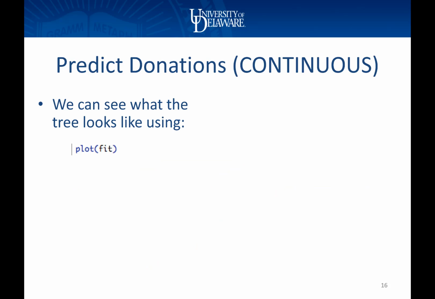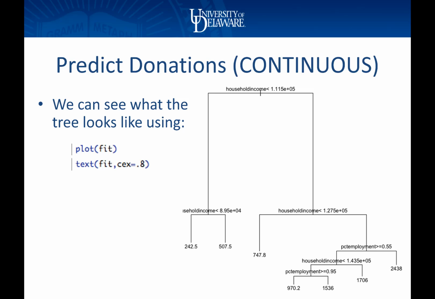We could print out the tree the same way we did before using the plot and the text functions. Plot is going to show the actual tree and text is going to fill in the decisions and the predictions. So you can see again, household income is the first decision, but here the first split value looks like $111,500. Again, I don't know how to get rid of the scientific notation in the tree labels. It's possible that there is a command to do that.